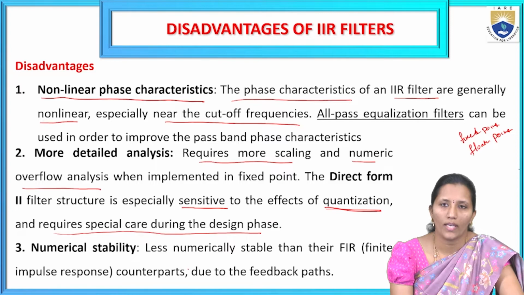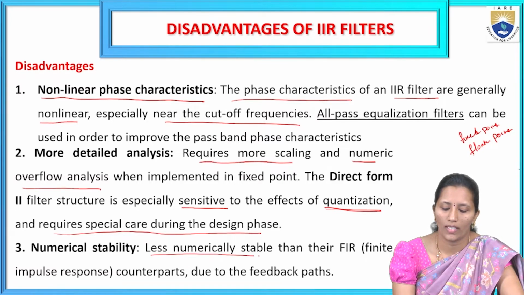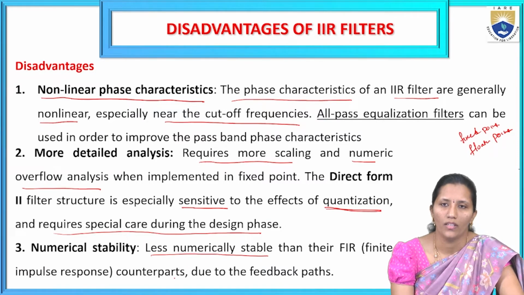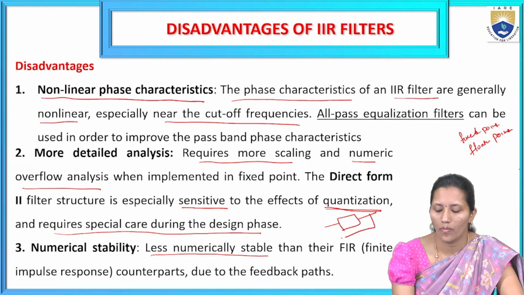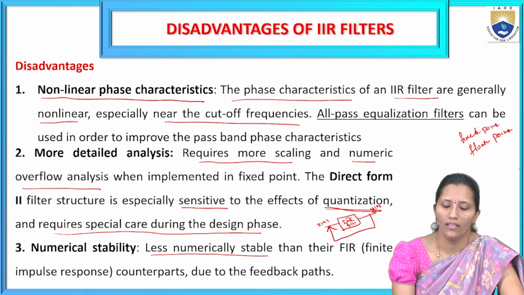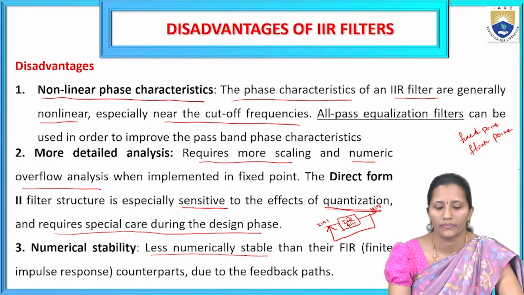Okay, numerical stability. The IIR filter is less numerically stable than the FIR filter due to the feedback path. Here the filter has a feedback path, because the output depends on the previous output value. So there is feedback in the IIR filters, and due to this feedback, the IIR filter design is less numerically stable.